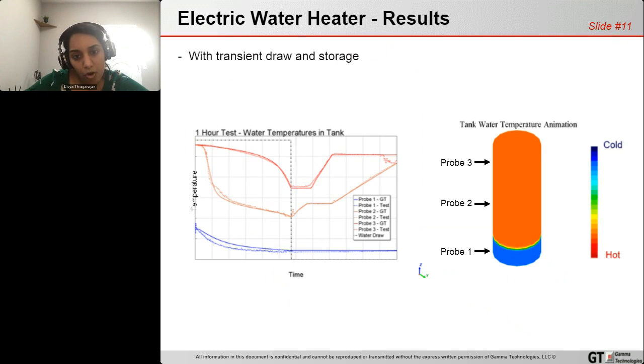So I want to focus a little bit more on the kind of results that we can obtain. Here I'm showing transient draw and storage in a typical 1-hour test where the temperature varies with time. I'm showing a 2D plot on the left and also a 3D animation on the right. And we can see that there are different thermocouple probes that can be positioned at different points in the tank. Here, it's hard to see, but the dotted lines and the solid lines track different temperatures between the simulation results and experimental tests that some of our users have conducted. And you can see that we do a pretty good job of matching the test results, which gives a lot of fidelity and confidence in the software.